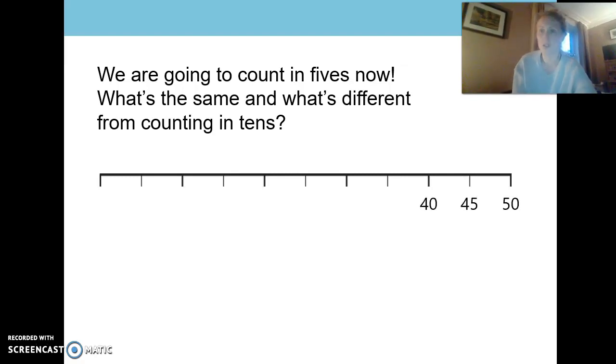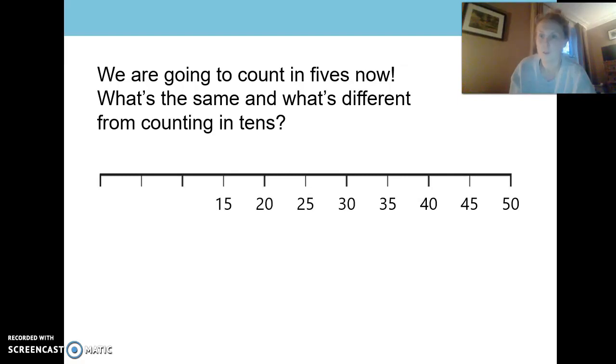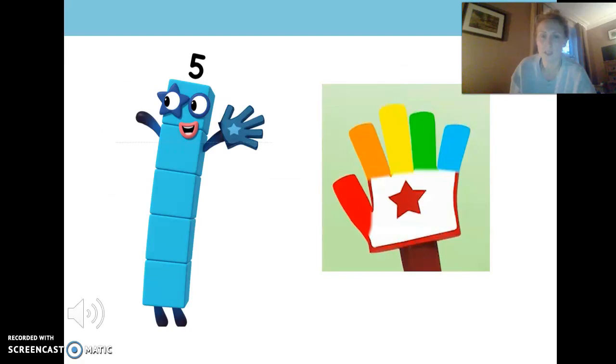This is counting backwards. Let's have a go at this. 50, 45, 40, 35, 30, 25, 20, 15, 10, 5, 0. Well done. Look, can you see here? One of our alpha blocks. Can you see our alpha blocks here? He is 5, isn't he? And on your fingers, you have 5 fingers, don't you? I know we've got 5 fingers here.